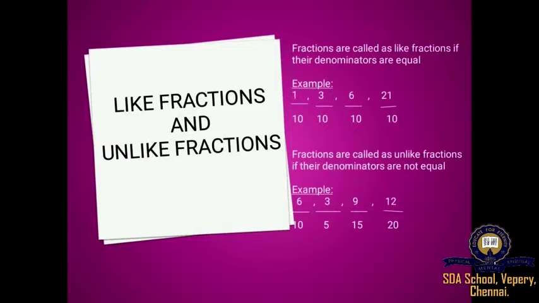Now we will see what an unlike fraction is. It is just the opposite of like fractions. Fractions are called unlike fractions if their denominators are not equal. So when you look at the denominators of all these fractions, they are not at all equal. So 6 by 10, 3 by 5, 9 by 15, 12 by 20 are called unlike fractions, as their denominators are not equal.